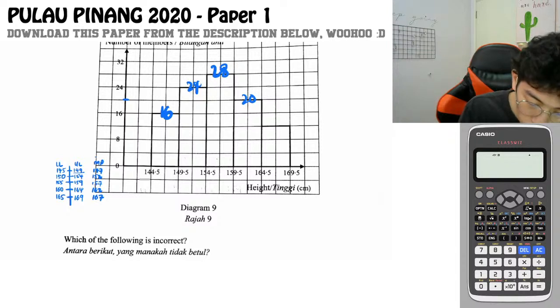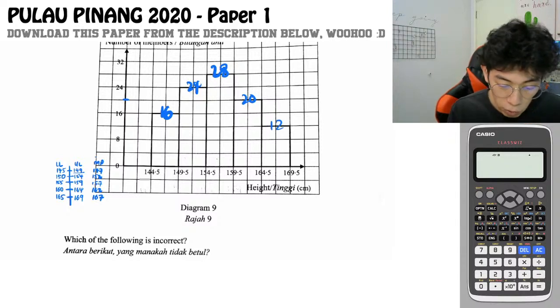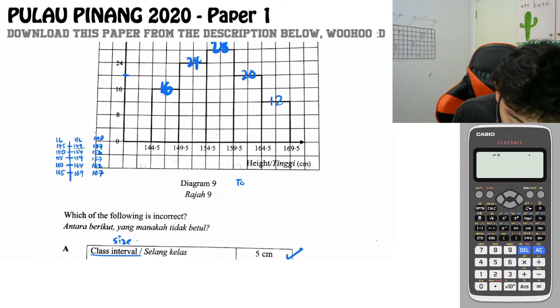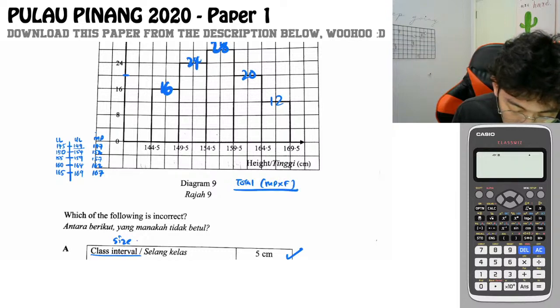That's why you see, you don't be ashamed of using a calculator, because your teacher is using a calculator as well. Haha.